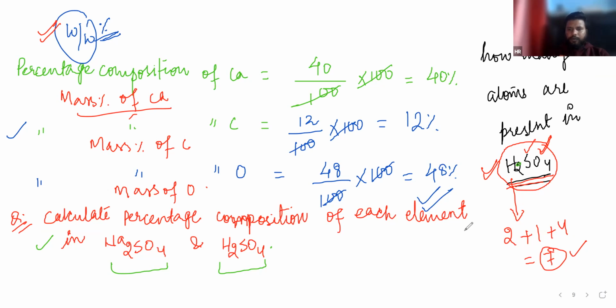H2SO4. For H2SO4, Akarsh, see. First, we need to calculate the molar mass of this. 1 into 2 plus the mass of sulfur, that is 32, plus the mass of oxygen, that is 16, and here 4 oxygen are present, so 2 plus 32 plus 64, that will be equal to 98. Okay.